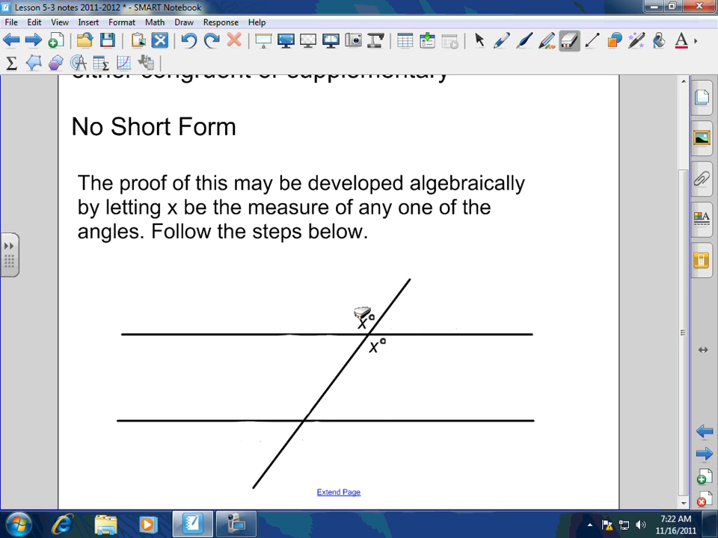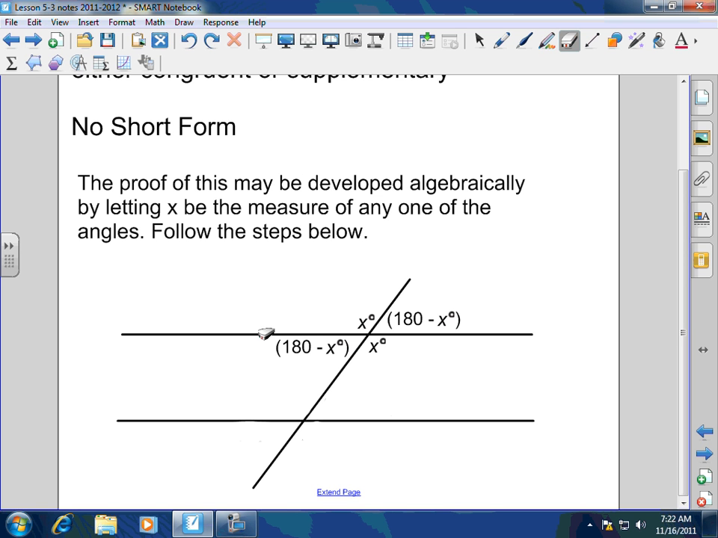If this guy's x, we don't know this guy. Now, what do both of these form? Did anyone say linear pair? Because if you did, you're right. You got the bingo. Good job. So that means that these two are supplementary. So this guy would be 180 minus x. All right? Well, guess what? Since I have 180 minus x here, what do you think would go here? That's exactly right. 180 minus x.